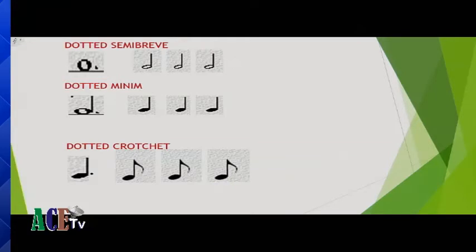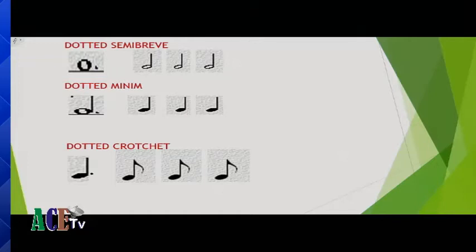As you have it on your screen, you have the dotted semibreve. You can see the three minims written at the front of the dotted semibreve, which means that in a dotted semibreve, you have three minims. Likewise, when you move down, the one written as dotted minim also has three crotchets. Dotted minim has three crotchets. Ordinary minim has two crotchets, but a dotted minim consists of three crotchets.